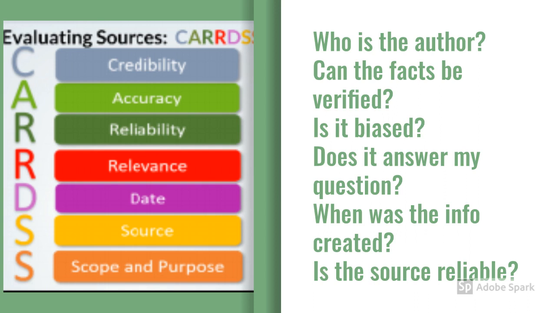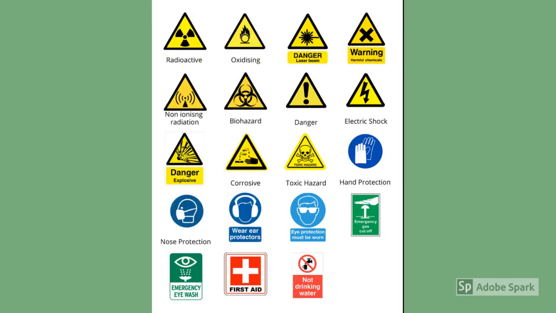Is the website, book, journal, or newspaper article credible, accurate, reliable, relevant, up to date, and does the author source its information from credible and reliable sources? When you have your background information complete, the next stage is to conduct your experiment.